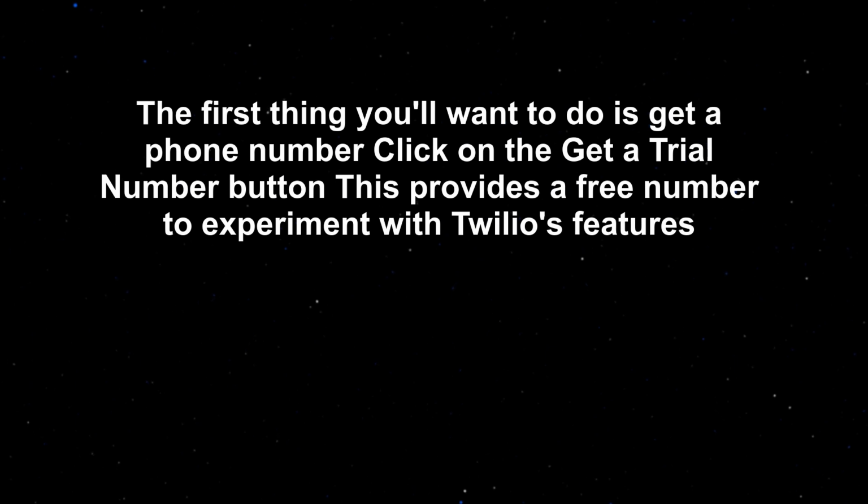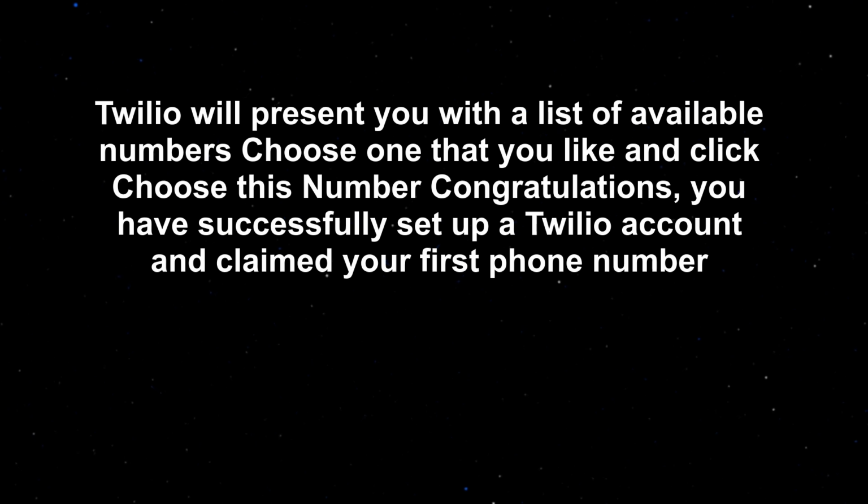The first thing you'll want to do is get a phone number. Click on the Get a Trial Number button. This provides a free number to experiment with Twilio's features. Twilio will present you with a list of available numbers. Choose one that you like and click Choose this number. Congratulations, you have successfully set up a Twilio account and claimed your first phone number.